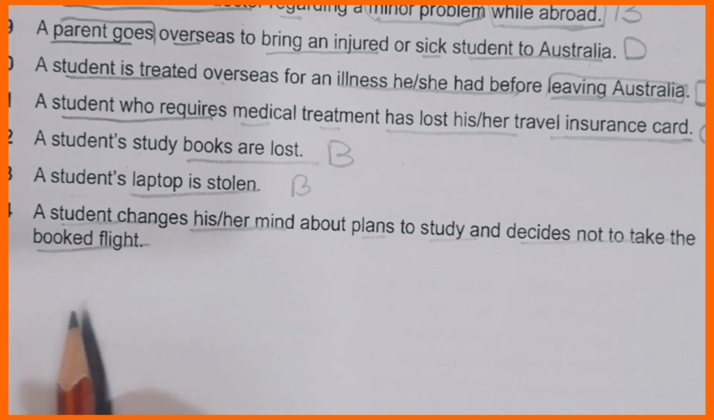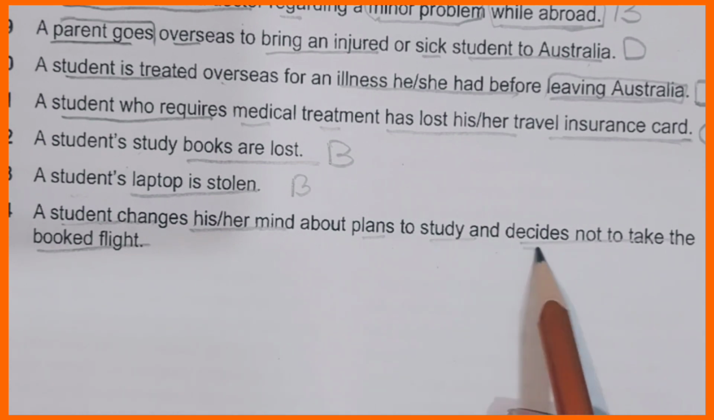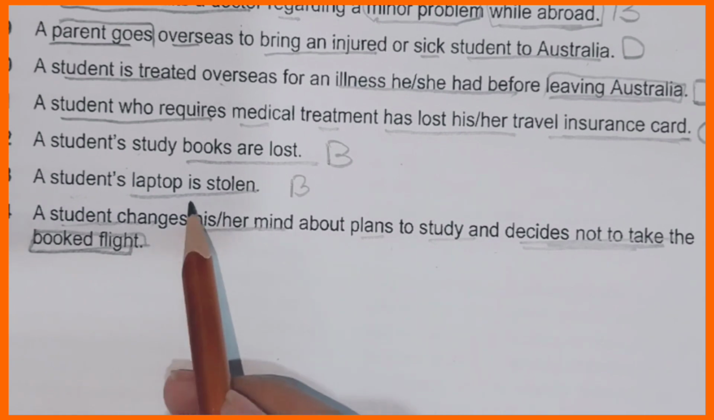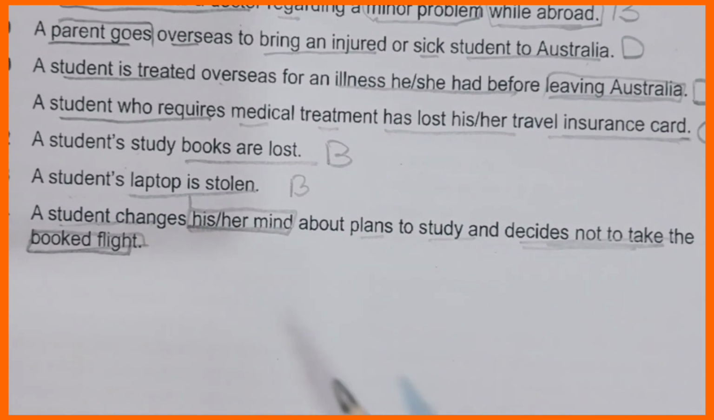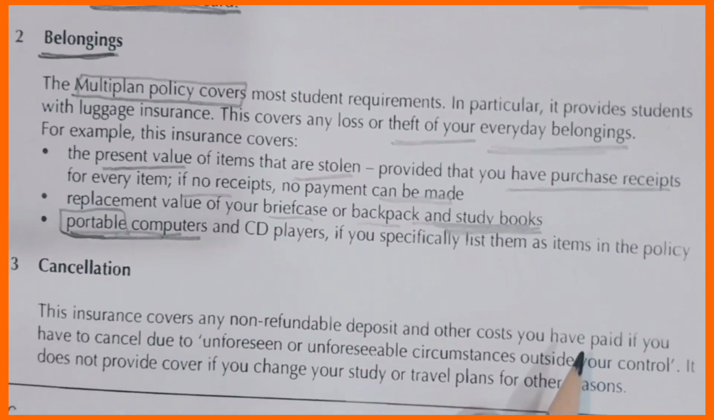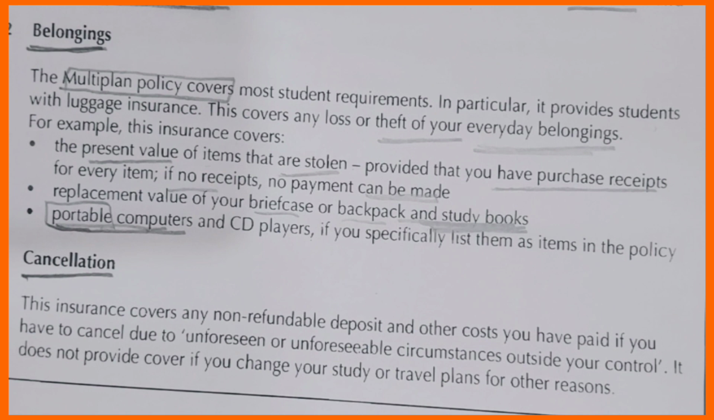Next, a student changes his or her mind about plans to study and decides not to take the booked flight. So the flight is already booked and the student has changed his mind. So what will be the answer for this? Cancellation. So immediately you should go to the cancellation. No need to go back and read all the passage.